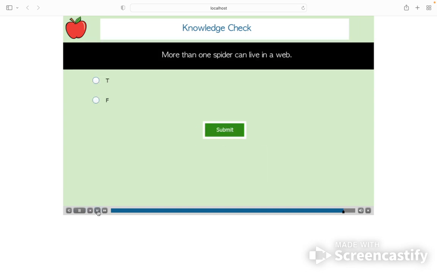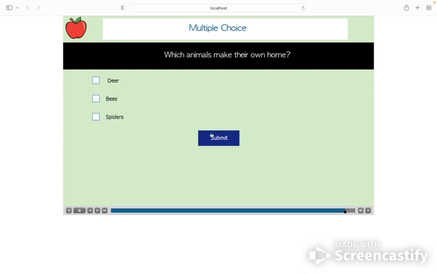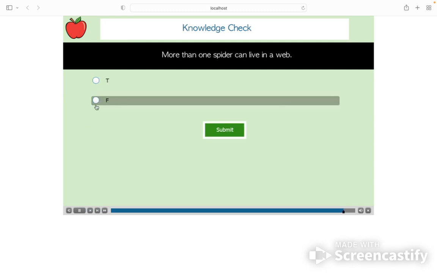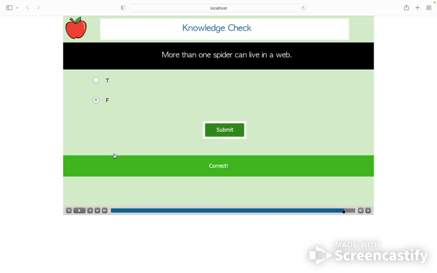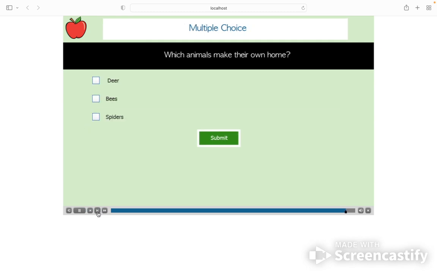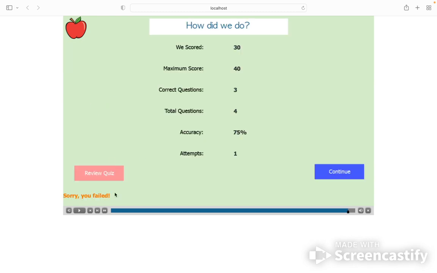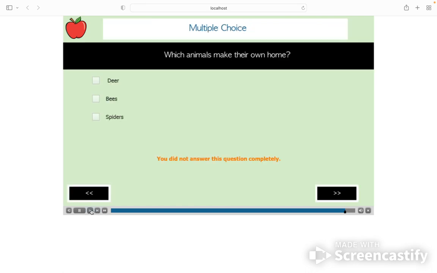My next question was more than one spider can live in a web. If I put false, I would be correct. And then in my last question, which animals make their own homes? This is a multiple answer question. Got to go back with the timing, but it's bees and spiders.